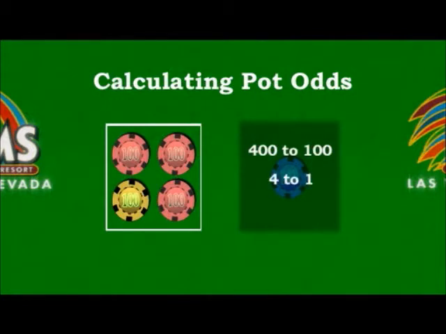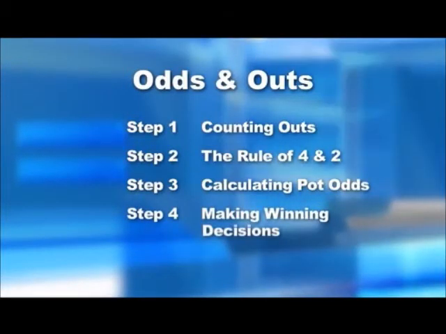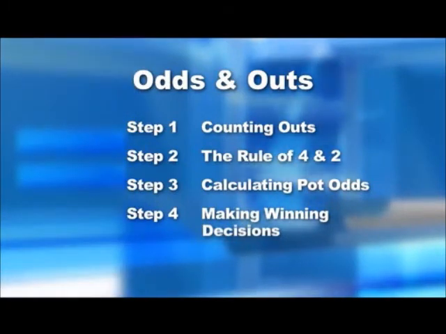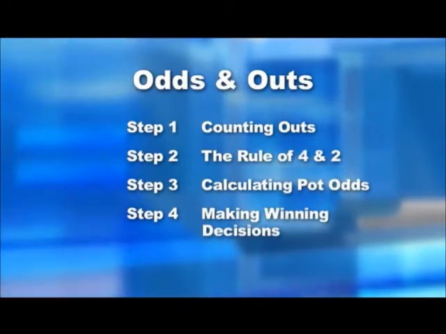If I call $100, my $100 chip will represent 1/5 or 20% of the pot. So I need a 20% chance to win to justify calling. Step 4. Making winning decisions. After counting my outs, using the rule of 4 and 2, and figuring out the pot odds, I can make correct winning decisions at the table. This is what it's all about.